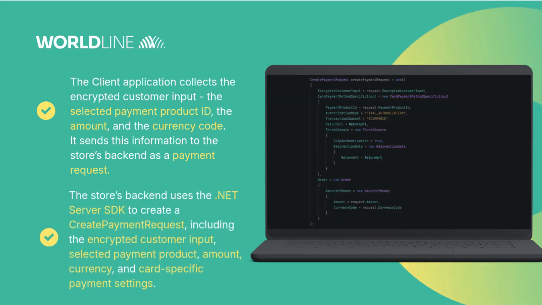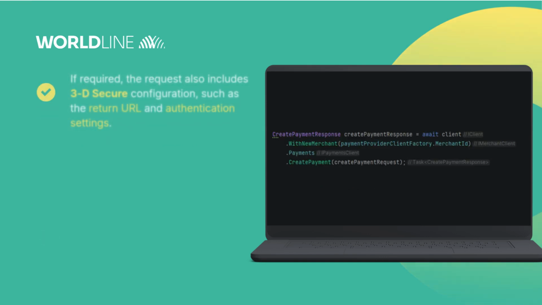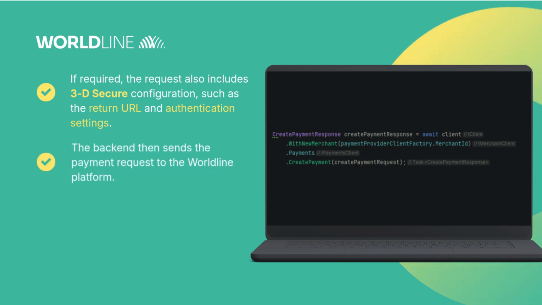The store's backend uses the .NET Server SDK to create a create payment request, including the encrypted customer input, selected payment product, amount, currency, and card-specific payment settings. If required, the request also includes 3D secure configuration, such as the return URL and authentication settings. The backend then sends the payment request to the Worldline platform.